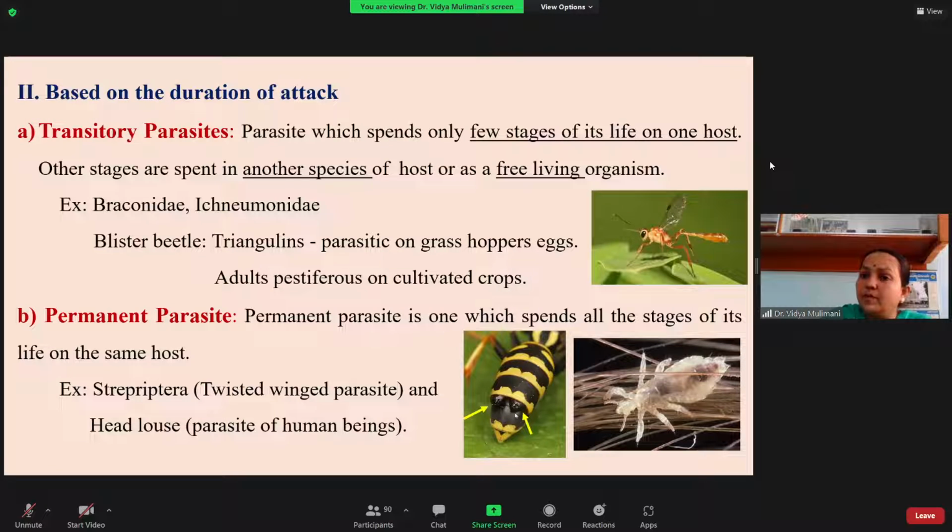When the females are mature and ready for mating, you can see the tip of the abdomen will be ejected outside. This is where the male will come, sit outside, and mate, and again he will go back. Then once the mating is completed, the females start laying eggs. These mainly prefer the wasp host. In between the intersegmental area, you can see the protrusion. These are also permanent parasites. They cannot live away from the host. So based on the duration of attack, it is transitory and permanent parasite.